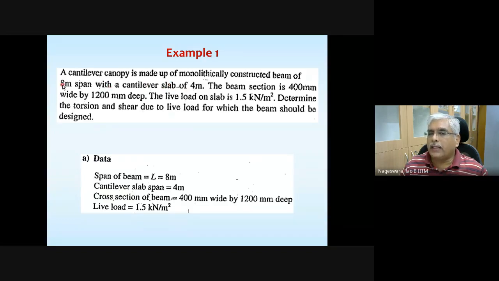So 8 multiplied by 4 is going to be the total area of your cantilever portion, and on that, the 1.5 kilonewton per meter unit weight, or the load acting per square meter, is given. So you can easily calculate the equivalent load, and then the eccentricity. What is the eccentricity of this load?